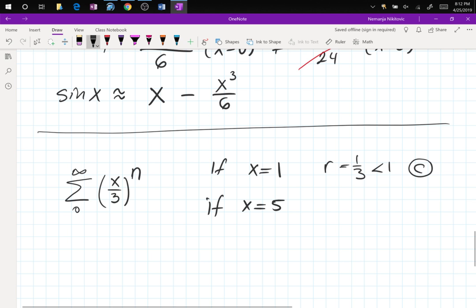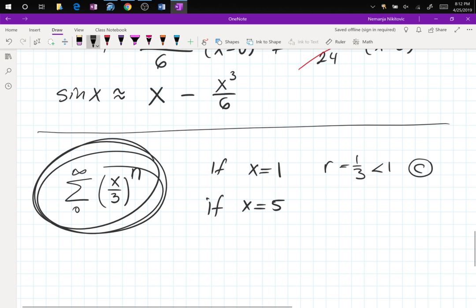Because, guys, this is called a power series if I have x, just like this is called an equation if I have x. It's a function. As soon as I replace x by a value, it becomes a number. So this is a power series, but if I pick a value for x, it becomes a geometric series. And a geometric series has the r smaller or larger than 1.